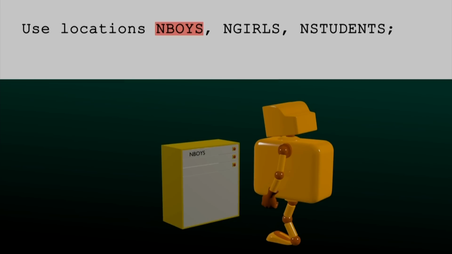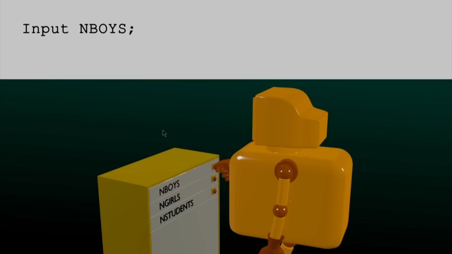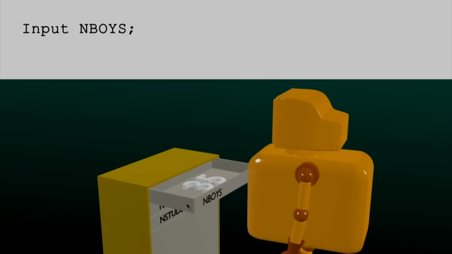He will look at the first name n boys, put a tag on one drawer, then look at the next name n girls and put the tag n girls on the second drawer. He does the same thing with the last name n students. So he now has three named memory locations, one corresponding to each. Next, he executes an input instruction. He collects the value 12, opens the drawer for n boys.